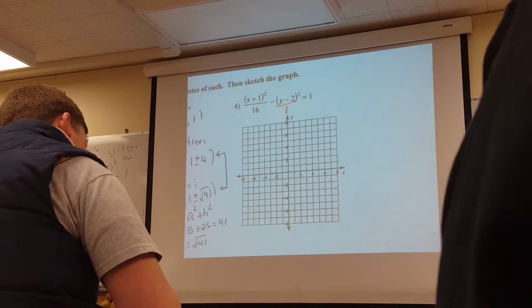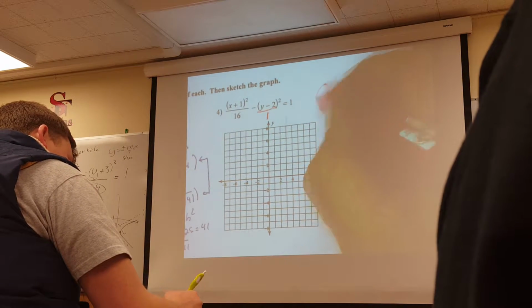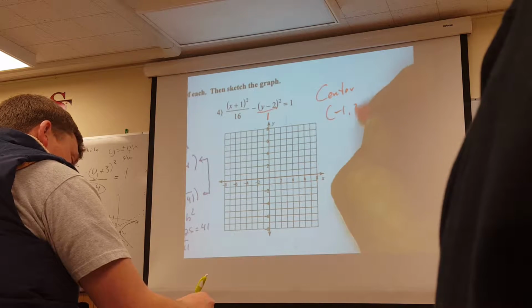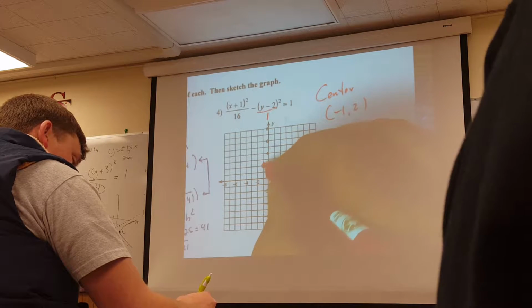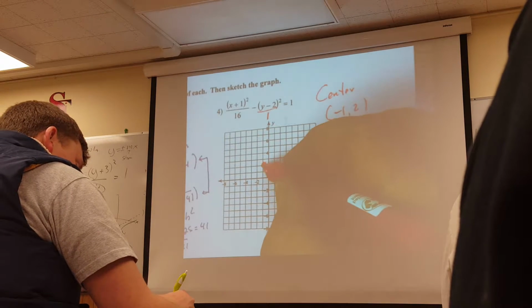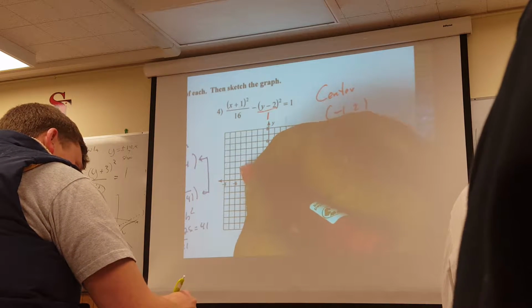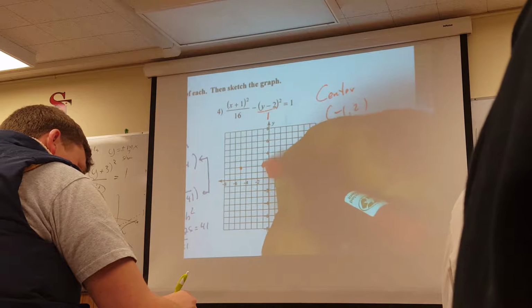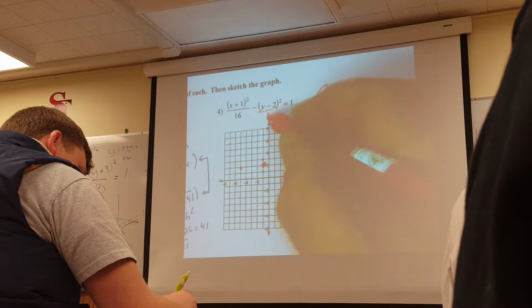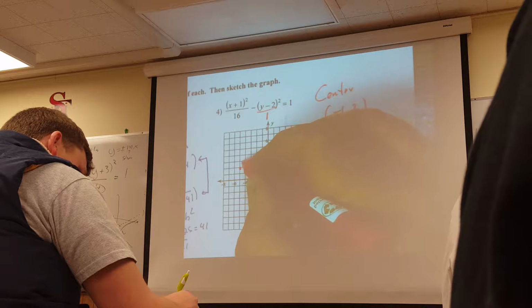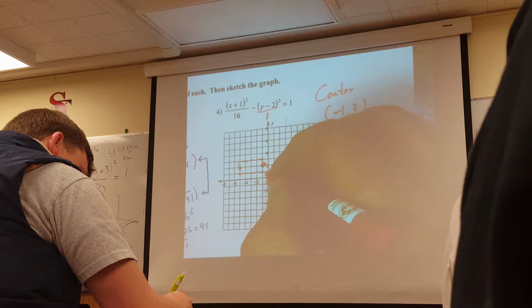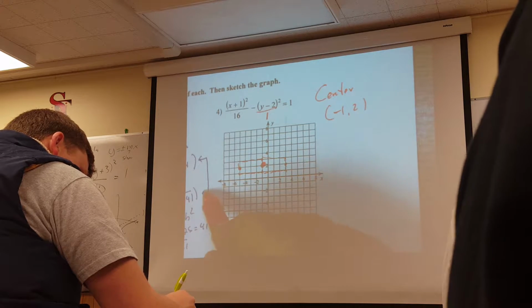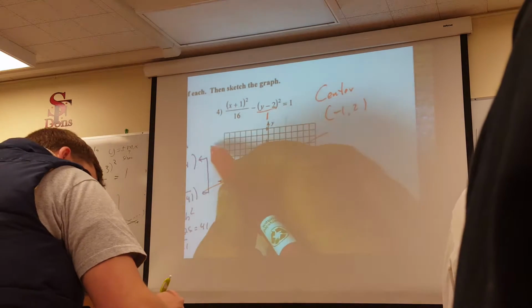Okay? So who can tell me what the center is going to be? Negative 1, 2, okay? So negative 1, 2, we put a dot. We go left 4 and right 4 because it's 16. We go up 1 and down 1 because it's a 1. And you draw your rectangular box. And the asymptotes go through those corners.